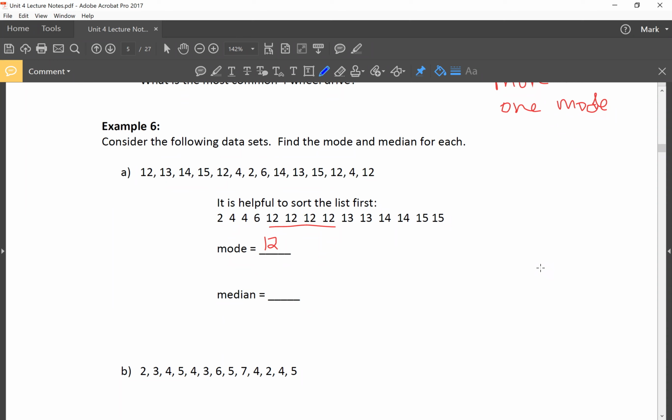Now the median. Okay, so let's see. I'm just going to count my way into the middle. Again, you don't have to do it this way. I just find this is the easiest way to see for my brain. And we have 2 numbers in the middle here. They're both 12. So if I calculate the average of 12 plus 12 over 2, it's 12. So my mode and median is 12. That's normal. That's okay.